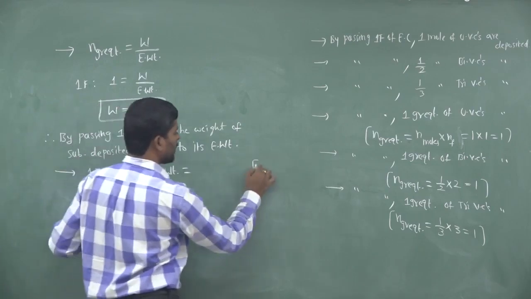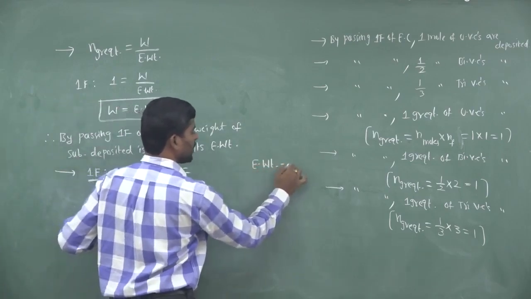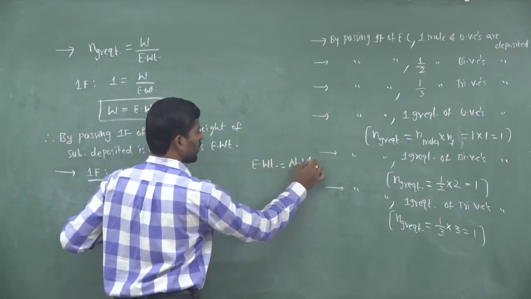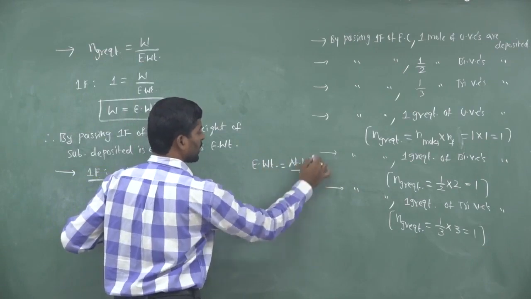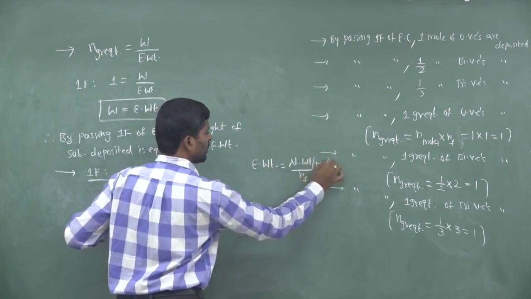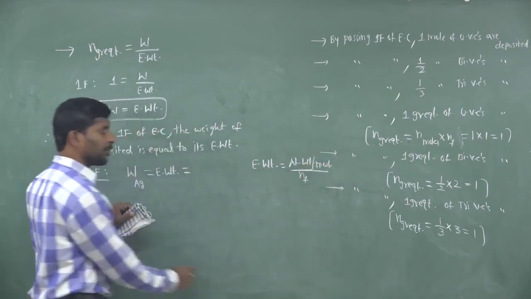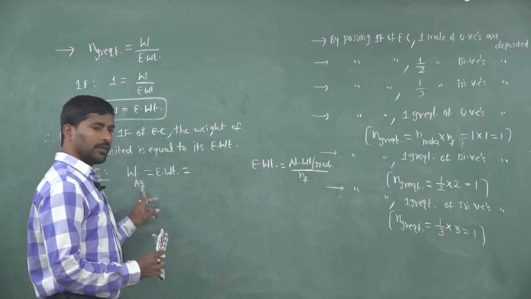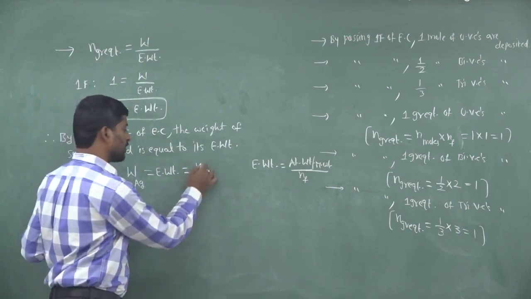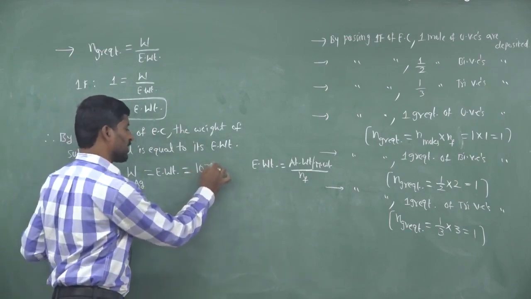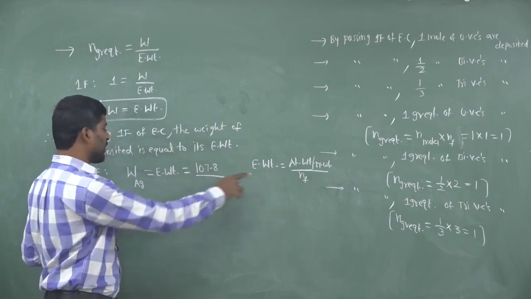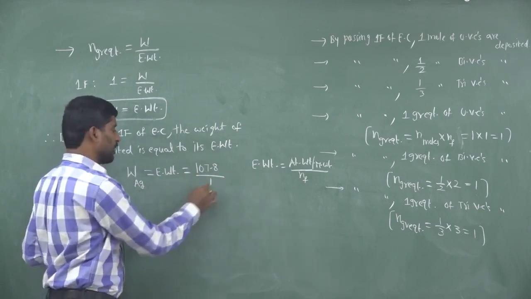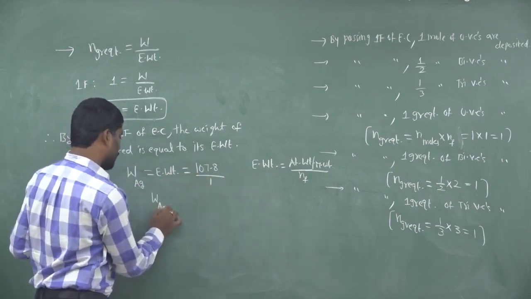How to get equivalent weight? Equivalent weight is atomic weight or molecular weight by n factor. So what is the atomic weight of silver? 107.8 or nearly 108, right? And what about n factor for silver? 1. So therefore weight of silver deposited is what?